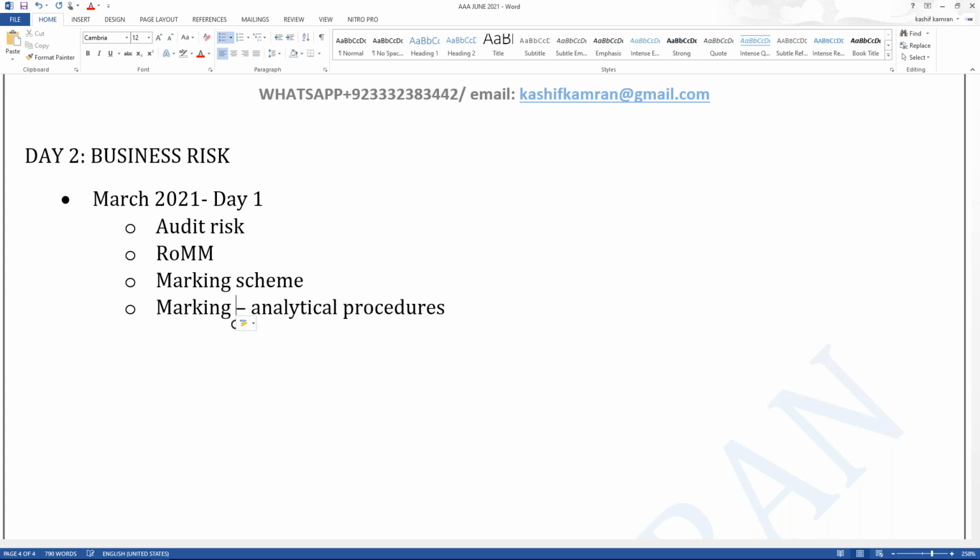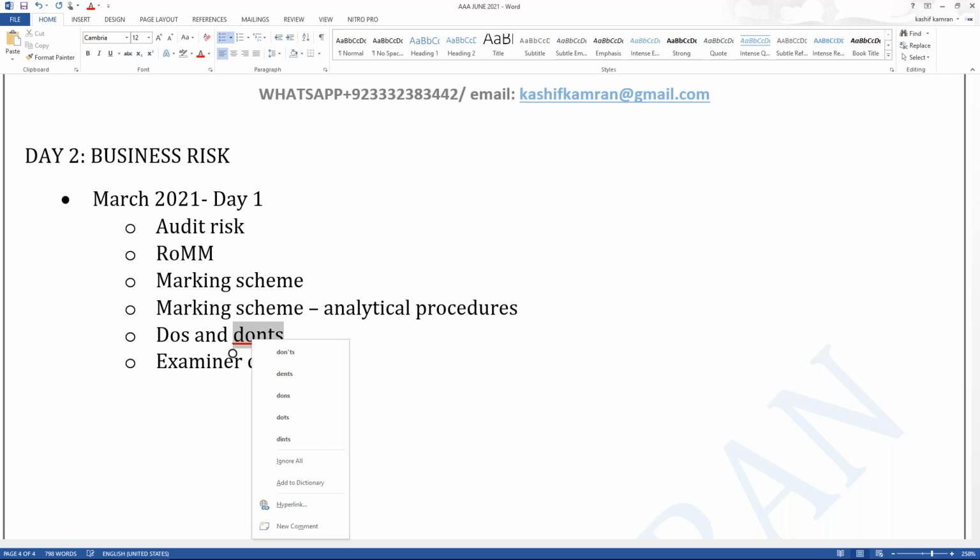Analytical procedures, the marking scheme of analytical procedures. So if you want to be good for June exams, you need to watch the day 1 of March 2021 along with the day 2 of the June 2021 exams. So the marking scheme for audit risk and the ROM, and the marking scheme for analytical procedures, the do's and don'ts, even the examiner criticism, everything was covered in the day 1 of my previous webinar. So I just don't want to repeat things. When there is a library available, I encourage you to go and watch the library instead of repeating the same material again and again.